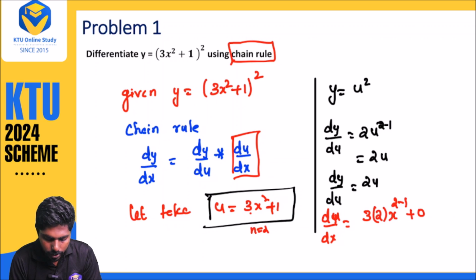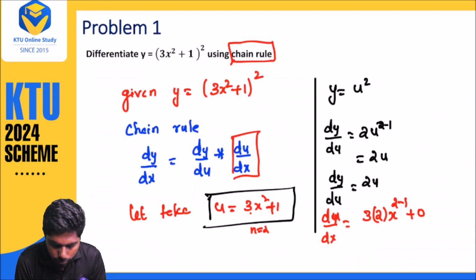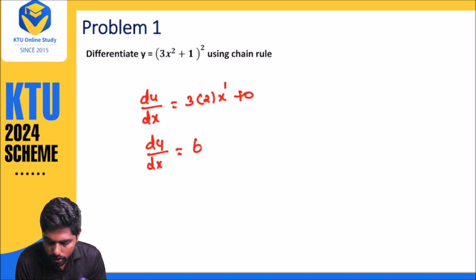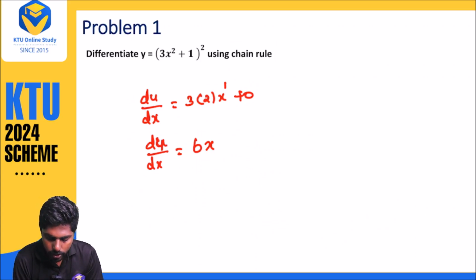So we have identified du by dx. What is du by dx? That is nothing but 3 into 2 into x to the power 2 minus 1, that is x, 2 minus 1 is x, plus 0 we are getting. So du by dx is nothing but 6x. We have identified du by dx.